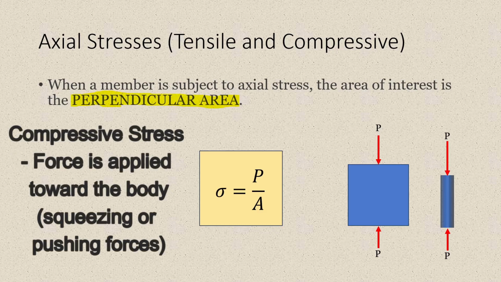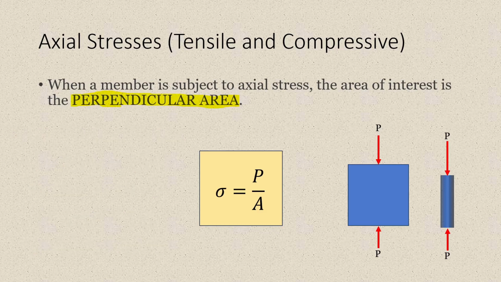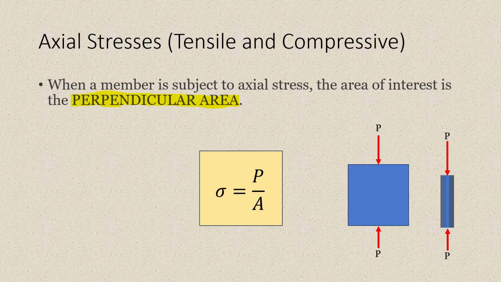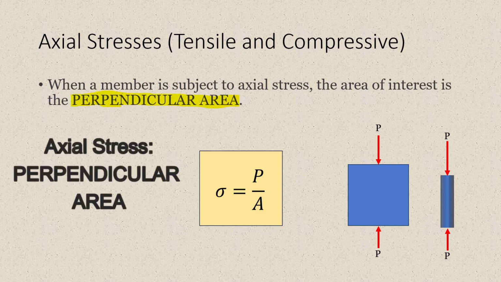And then on the other hand, compressive stress is another type of axial stress that occurs when the force applied to a material tends to push it together or compress it. Compressive stress develops when a material is subjected to squeezing or pushing forces. And then it is considered negative because it tends to decrease the length of the material along the axis of the applied force. Now, for both of these stresses, the area of interest is the perpendicular area.